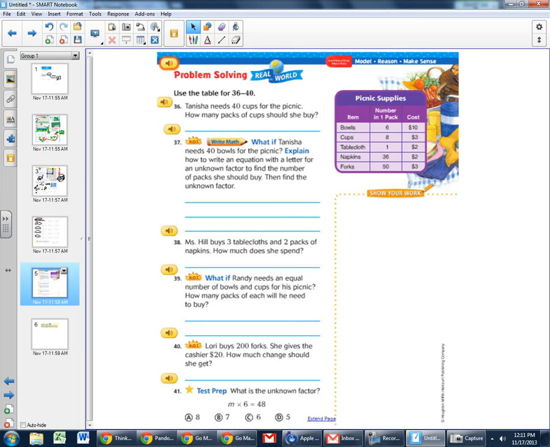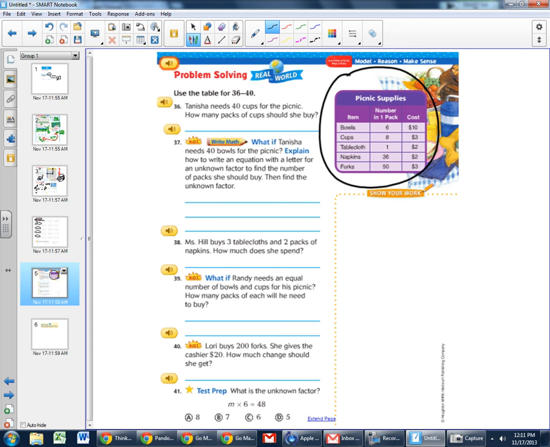I am now on page 188. So you have left 87 and 186 to do at the end of this. Problem solving. Use the table for 36 through 40. So let's spend some time real fast at the beginning of this.